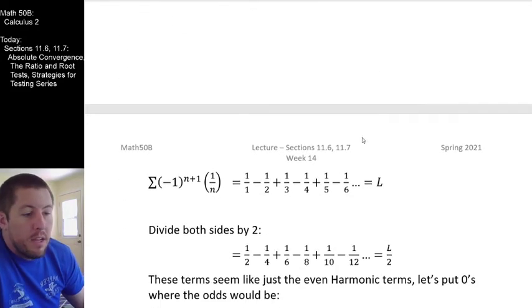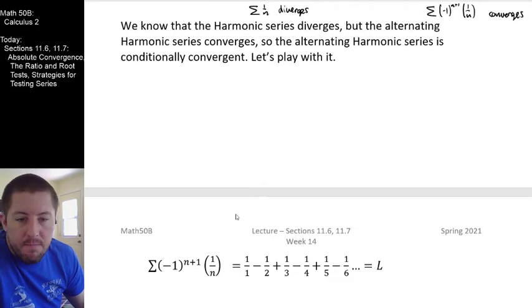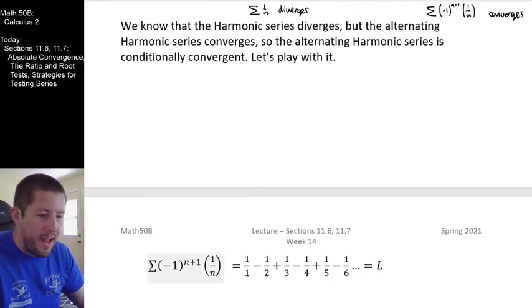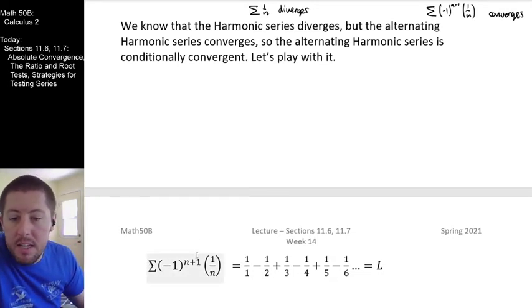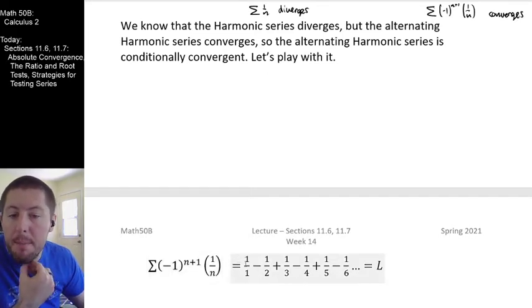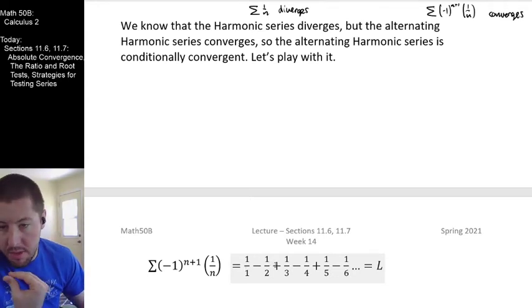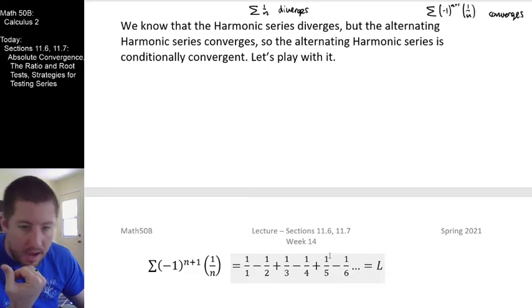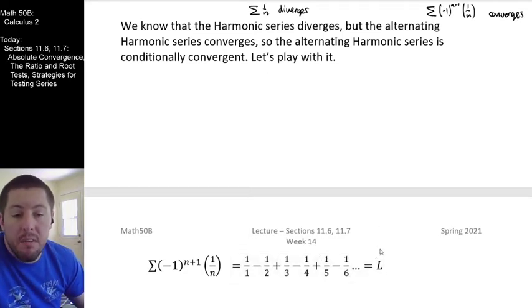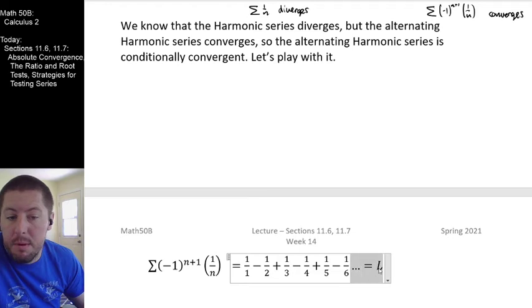So here's what we've got. I want you to look at the same line as I'm looking at all the time here. Here is the alternating harmonic series. We've got a term that gives us the alternating, a term that gives us the harmonic, right? We can tell because n plus 1 is the power, so when we start with our first term at the n equals 1 index, we get an even power, so we get a positive first term. So we're getting 1 over 1, negative 1 over 2, positive 1 over 3, negative 1 over 4, positive 1 over 5, right?